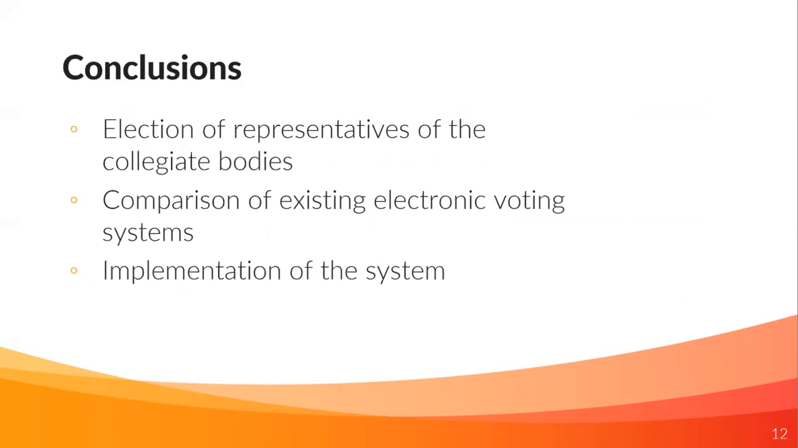Well, talking about the conclusions, this paper presented a voting system for the election of representatives of the collegiate bodies that belong to our university. The aim of this system is to encourage the participation of the university community in this type of electoral process, since it has been observed that there are various reasons why face-to-face voting hasn't been very successful. A comparison of existing electronic voting systems was shown with the relevant features and the current process of electing representatives for university collegiate bodies was described.